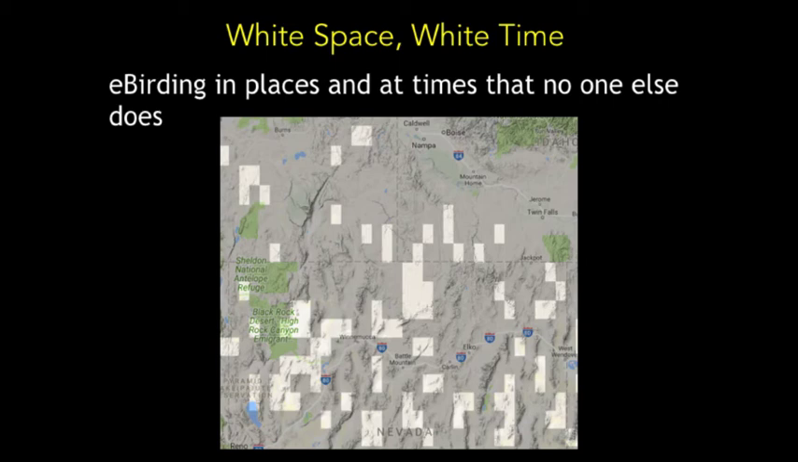That's not going to be understood. There's no context. What a white space and a white time is, we already talked about this a little bit, going birding where no one else goes birding, or when no one else goes birding. Now, if you go to Mudflat Road in June, you might see a couple other people. But I promise, if you go to Mudflat Road in the middle of November on a rainy day, you've got it all to yourself.